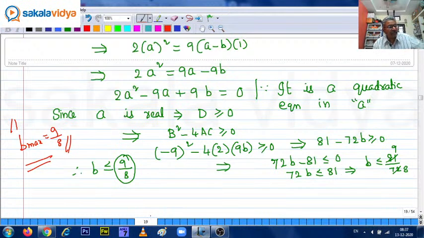Here in this question, actually we applied two conditions. One condition is when the ratio is m is to n. After that, we applied the discriminant condition. When the roots are real, the discriminant must be greater than or equal to 0. So using these two conditions, we just evaluated the maximum value of b. That's all.